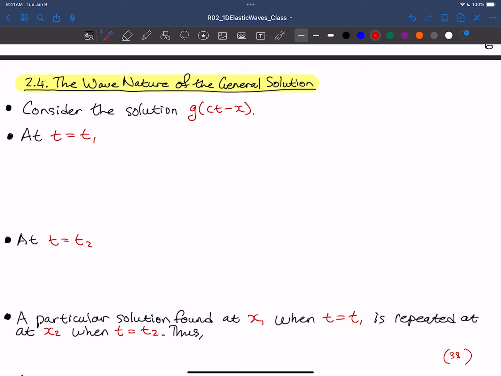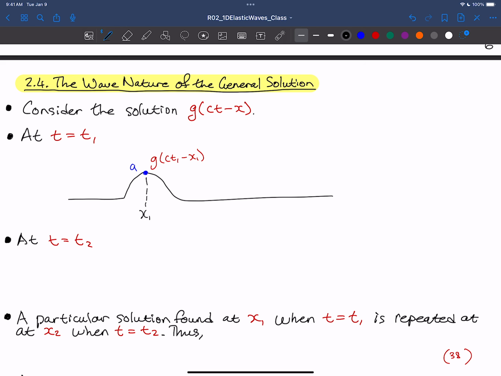We're going to then consider what the wave looks like at a time t equals t1. So at this time, our wave is going to look something like that. It's going to have here an amplitude, let's just say of A. This is our function g of ct1 minus x1. We can see that we're here at a position of x1.